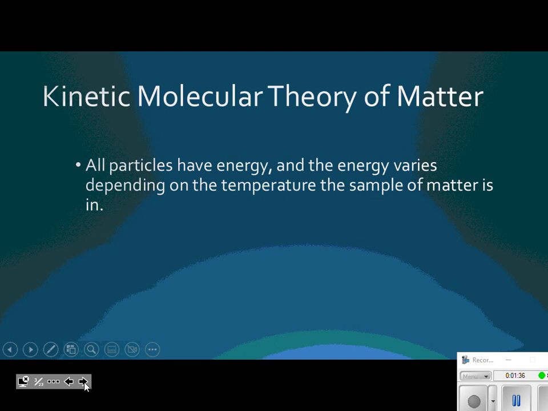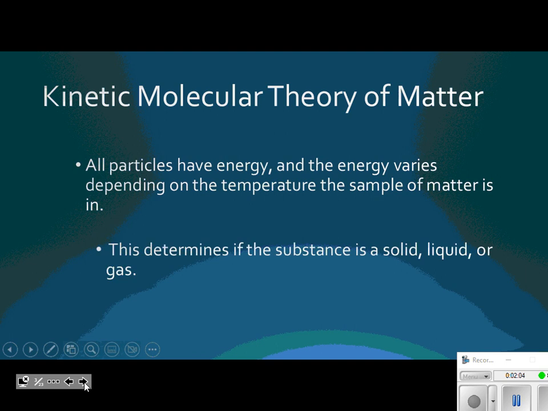So what do you think? Where do you think that matter is moving faster, if it is a gas or if it is a solid? If you said gas, you were correct. You were correct because the matter of gases are moving faster than that of liquids and solids, and we'll discuss it here in a little bit. This determines whether a substance is a solid, a liquid, or a gas. So, depending on the temperature, we know what state that matter is in.